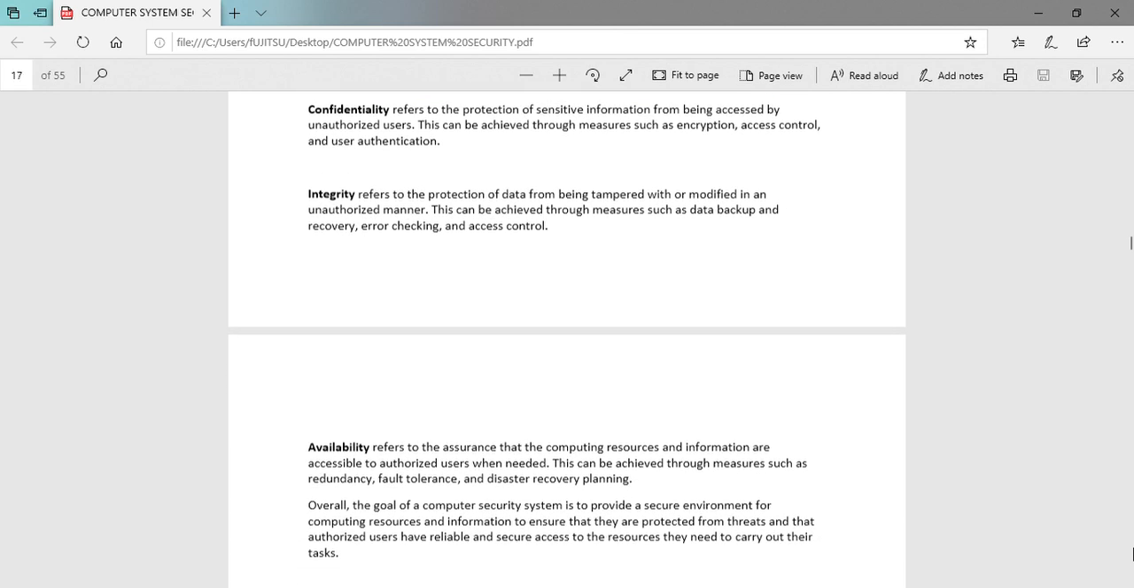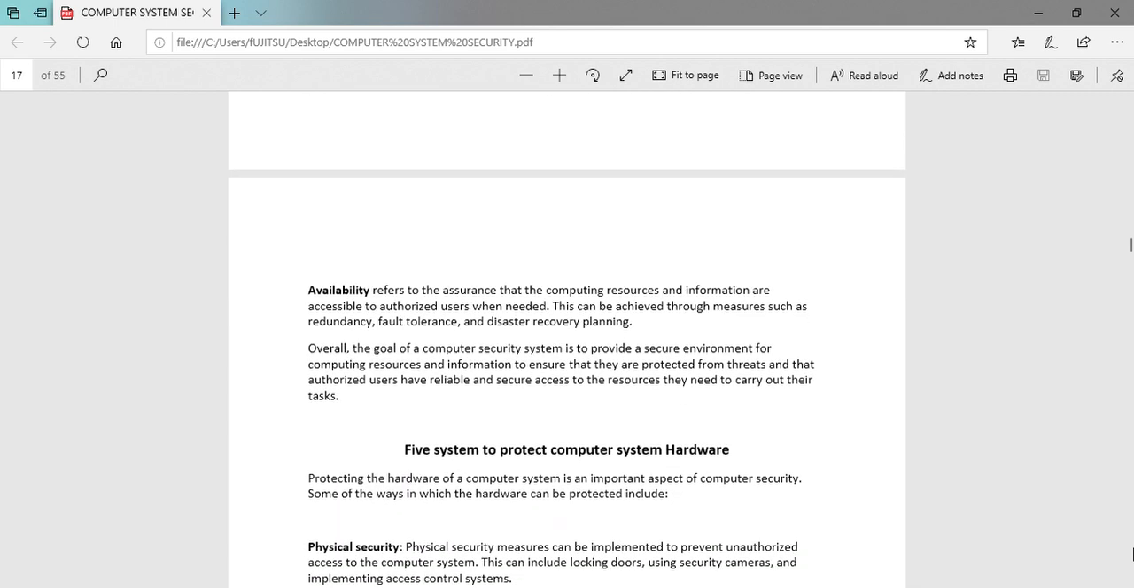And the last and third is availability. Availability refers to the assurance that the computing resources and information are accessible to authorized users when needed. This can be achieved through measures such as redundancy, fault tolerance and disaster recovery planning.